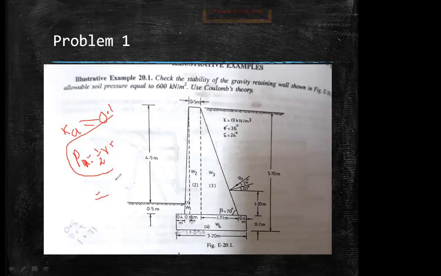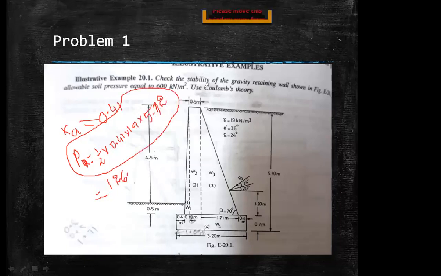On 126.54 kilonewton per meter square. Okay, so did everyone get the same answer? 126.54, ma'am. What is the unit? Newton. Kilonewtons. Okay, so it is pressure.